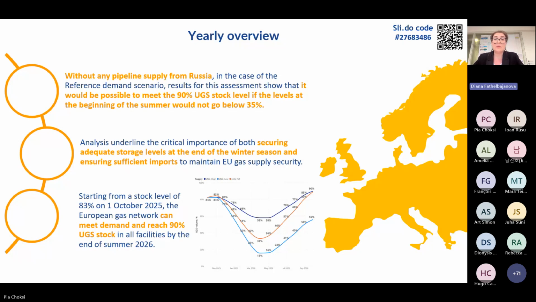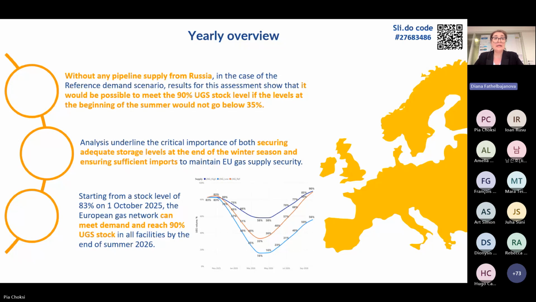And even without pipeline supply from Russia, under the reference demand scenario, the assessment showed that achieving the 90% storage level would still be possible, provided that the stock levels at the start of the summer don't fall below 35%. And this yearly analysis highlights the critical importance of both securing adequate storage level at the end of the winter and ensuring sufficient imports to maintain the EU gas supply security.